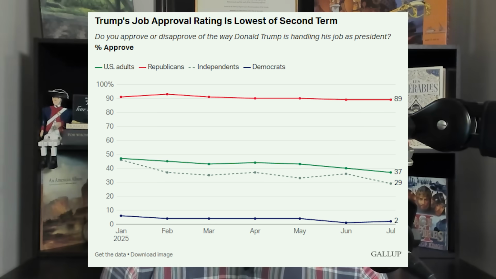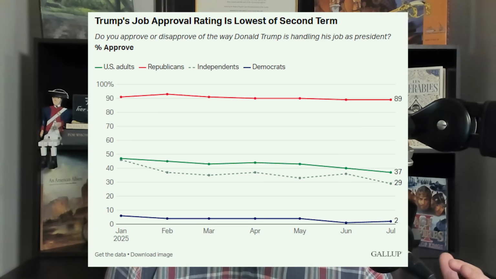Even as President Trump's approval rating continues to fall among independents, he's at 29% among independents compared to almost 50% among independents at the start of his term, the percentage of Republicans who approve of Donald Trump has stayed basically flat at 90%.